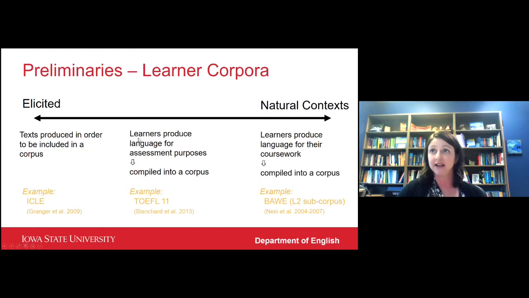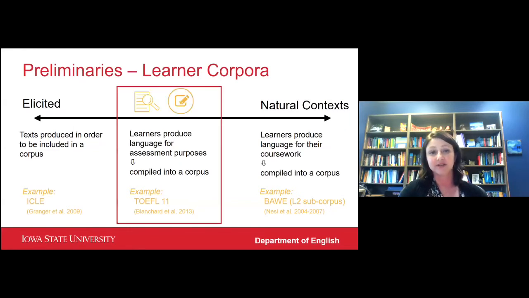So on the one hand, it's elicited because they're responding to some sort of assessment prompt, but in many cases, it's also naturally occurring because they needed to do this assessment for some part of their life as a language learner, and then we happen to be able to collect that into a corpus. And so you end up with this continuum of types of learner corpora.